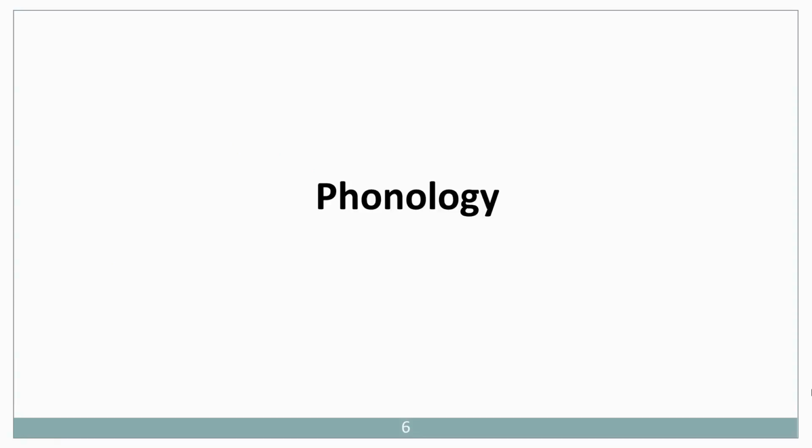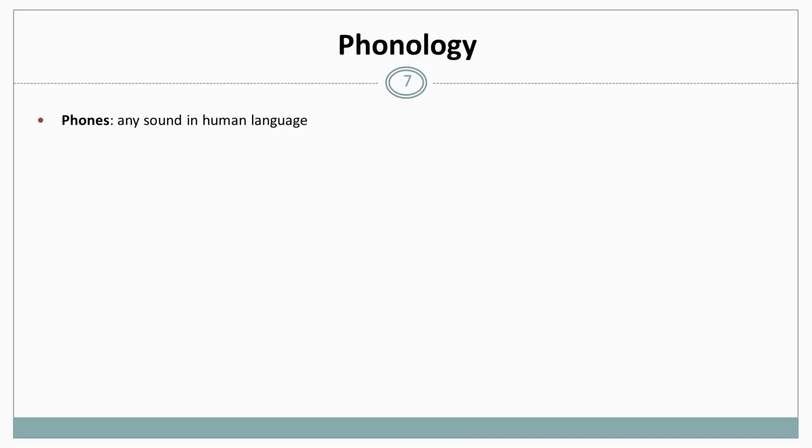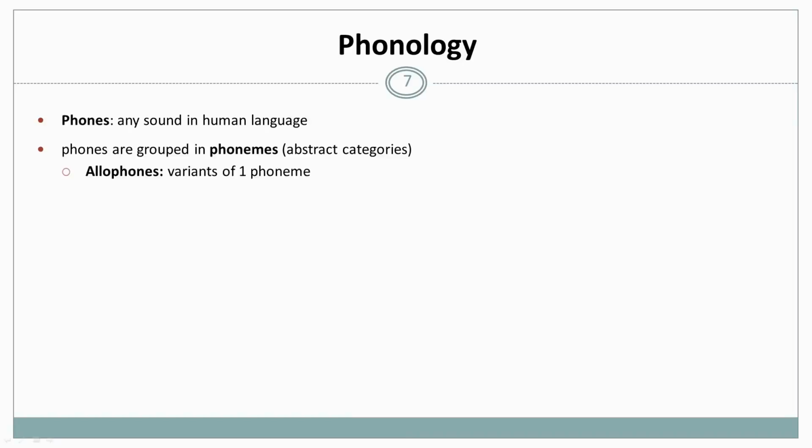Phonology now categorizes sounds that actually make a distinctive difference in one particular language. And for that, we need to know, first of all, the notion of a phone. A phone is any sound in human language. And now phonology groups these phones in so-called phonemes.